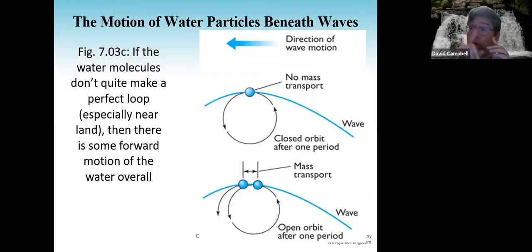If it's not a perfect loop, then we do have some movement of water. Yeah, if you've been at the beach, you've seen waves wash up onto the shore. Obviously, that water is moving forward to get up onto the beach.